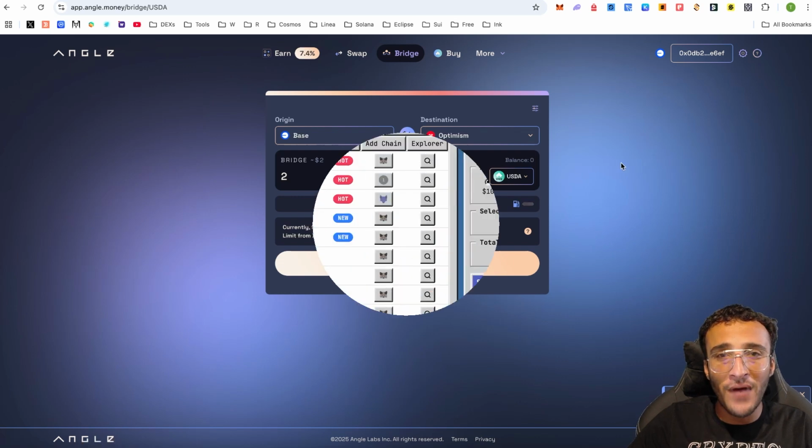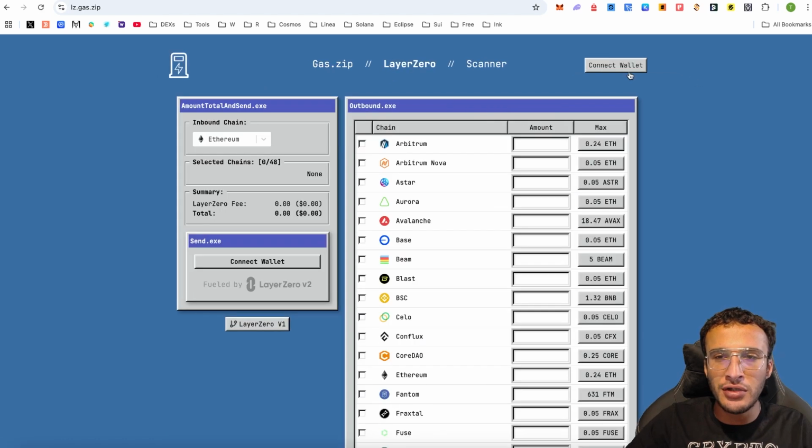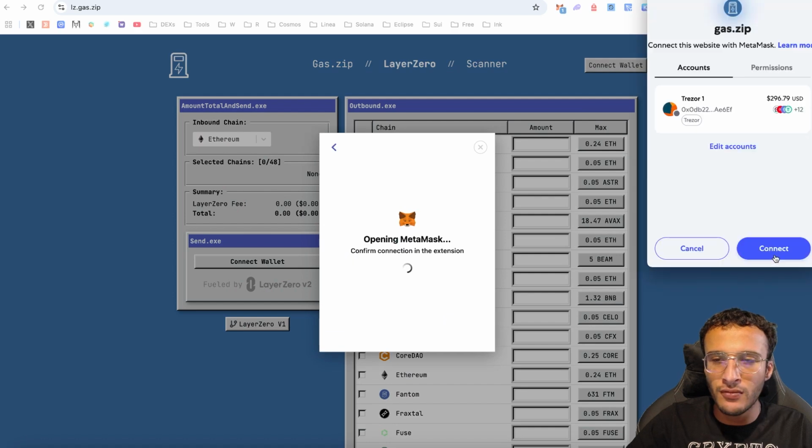Moving on to number 5, we have got ourselves Gas.zip, and we've got a separate airdrop tutorial on this protocol on our YouTube channel. However, in order to qualify for the LayerZero airdrop, you can't just use the normal Gas.zip protocol. You have to head over to LayerZero in the middle tab. Next, once you're here, guys, you need to get yourselves logged in. No problem. We're going to do that.